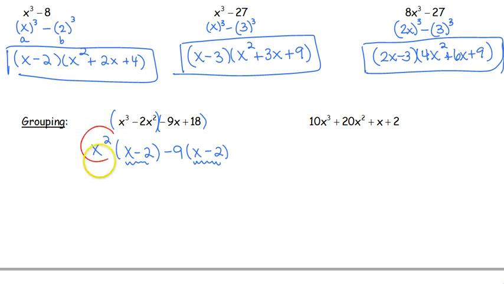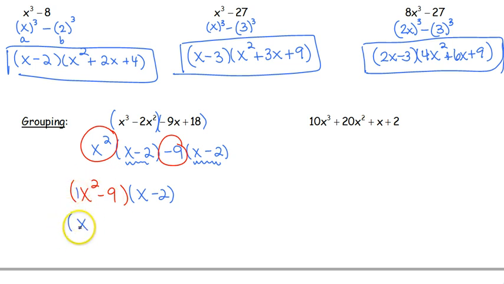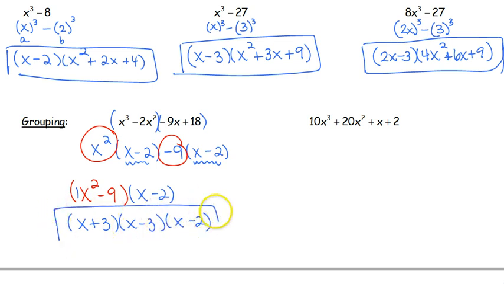We take our two GCFs, x squared minus 9, that becomes our first factor, and then the x minus 2 is our second factor. When we are factoring, we want to make sure that we factor as far as we can go, all the way. Now x squared minus 9, hopefully you recognize that and remember that it's the difference of two squares. We've got subtraction, we've got two perfect squares. 1 is a perfect square, so that becomes x plus 3, x minus 3, and x minus 2. And that would be completely factored.